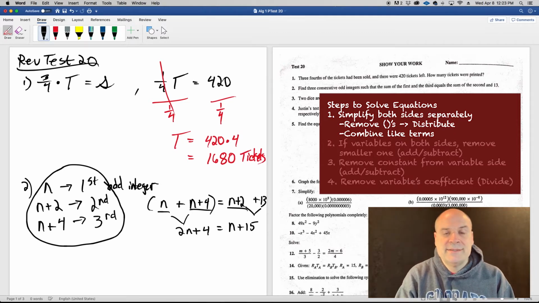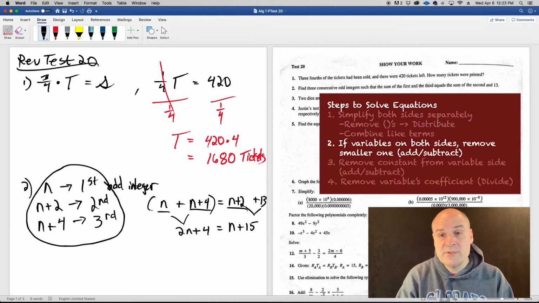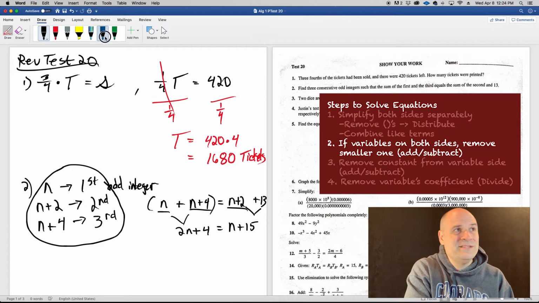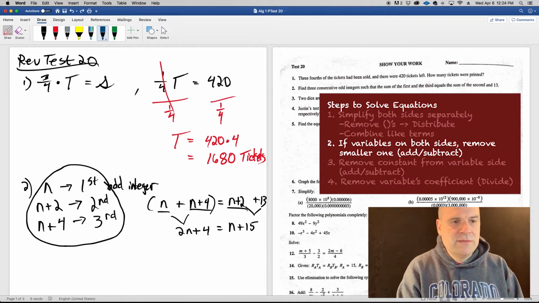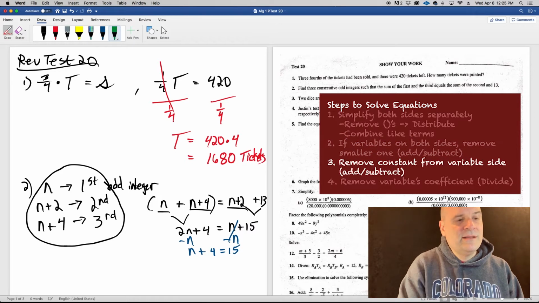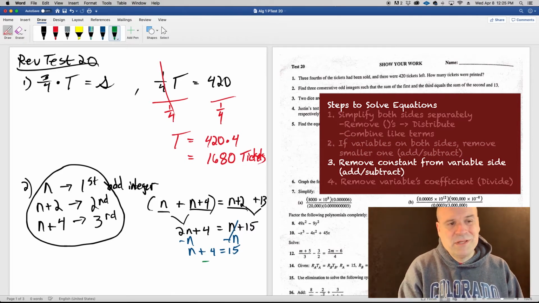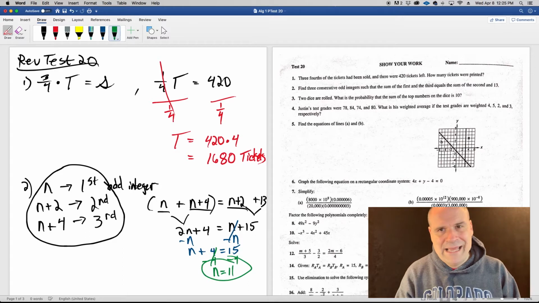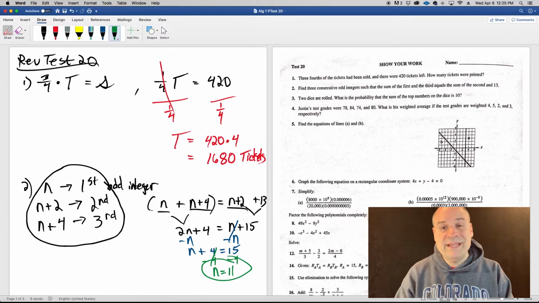All right, step 2. If there's variables on both sides, get rid of the smaller one, and there is. So let's do step 2 here. Okay, we're gonna subtract the smaller one, which is that n there, so get rid of n from both sides. You're left with just one n over here, plus 4 equals 15. Next step, get rid of the constant on the variable side. So we're going to get rid of this plus 4 by subtracting 4. So n equals 11.